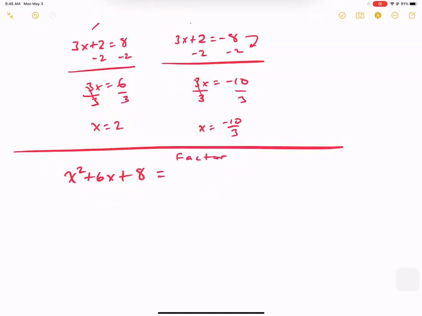Now, this is a level 1 problem. Level 1 because we have no number in front. That's always an easy one. So can you guys think of numbers that would make up 8? What numbers would multiply to become 8 that add up to 6?